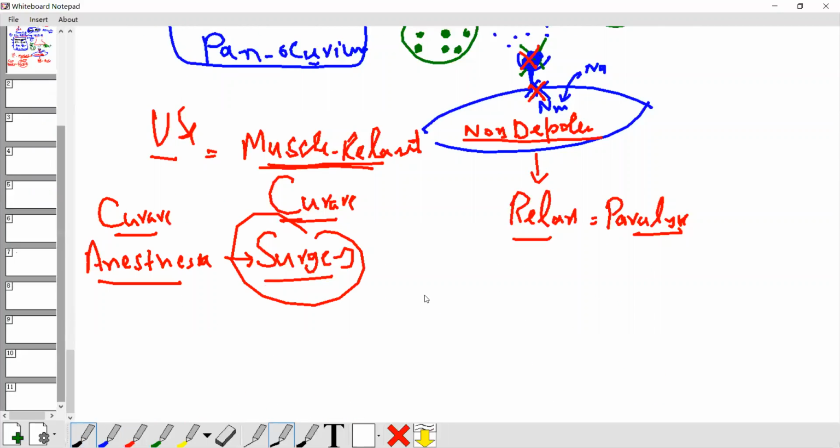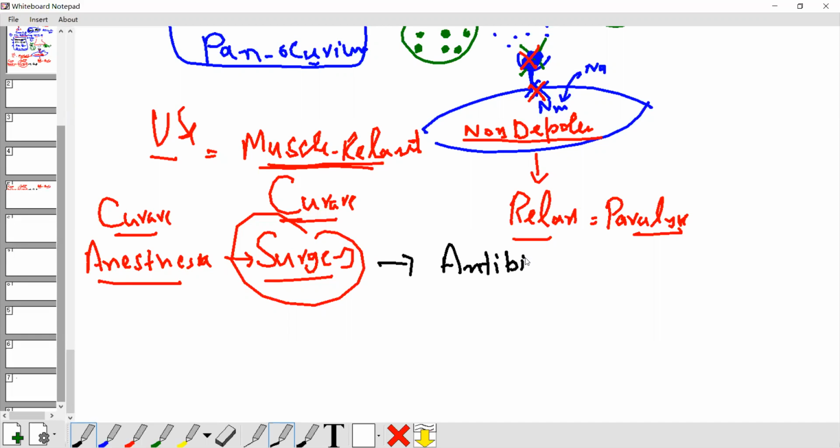Understand? So after surgery, we need to use antibiotics because the person has a wound there. Okay, time for class. We start.